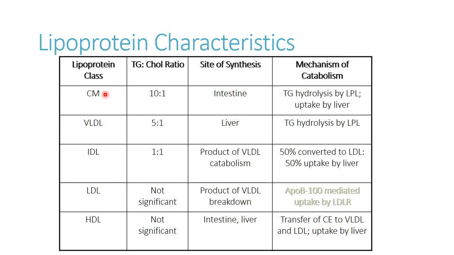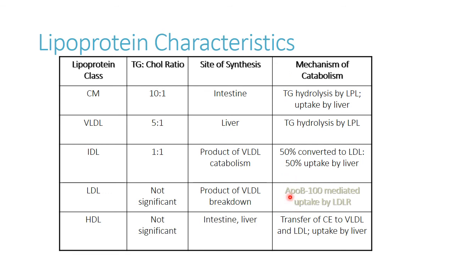But notice here how from chylomicrons down to VLDL all the way to your HDL, you're getting less and less triglycerides as you get more of this metabolism occurring by lipoprotein lipase. Now, the really big thing to know as far as catabolism goes is that most of these, as you get up to the LDL, are being hydrolyzed by the LPL.